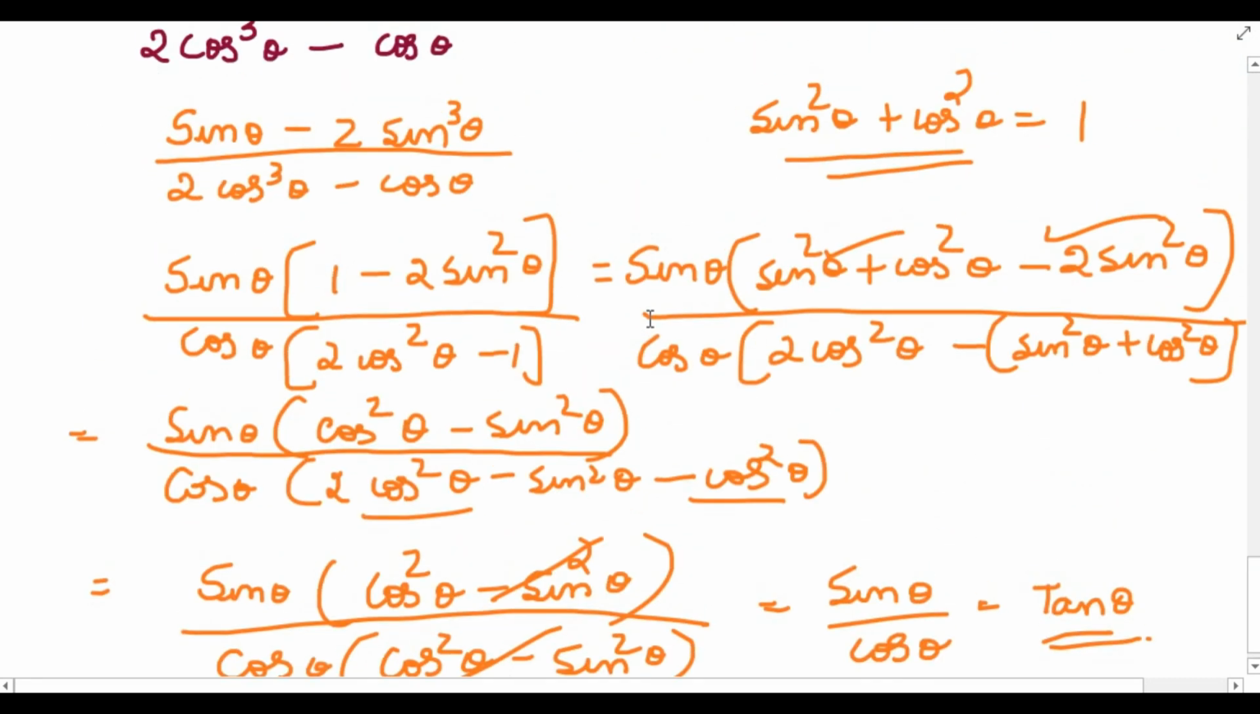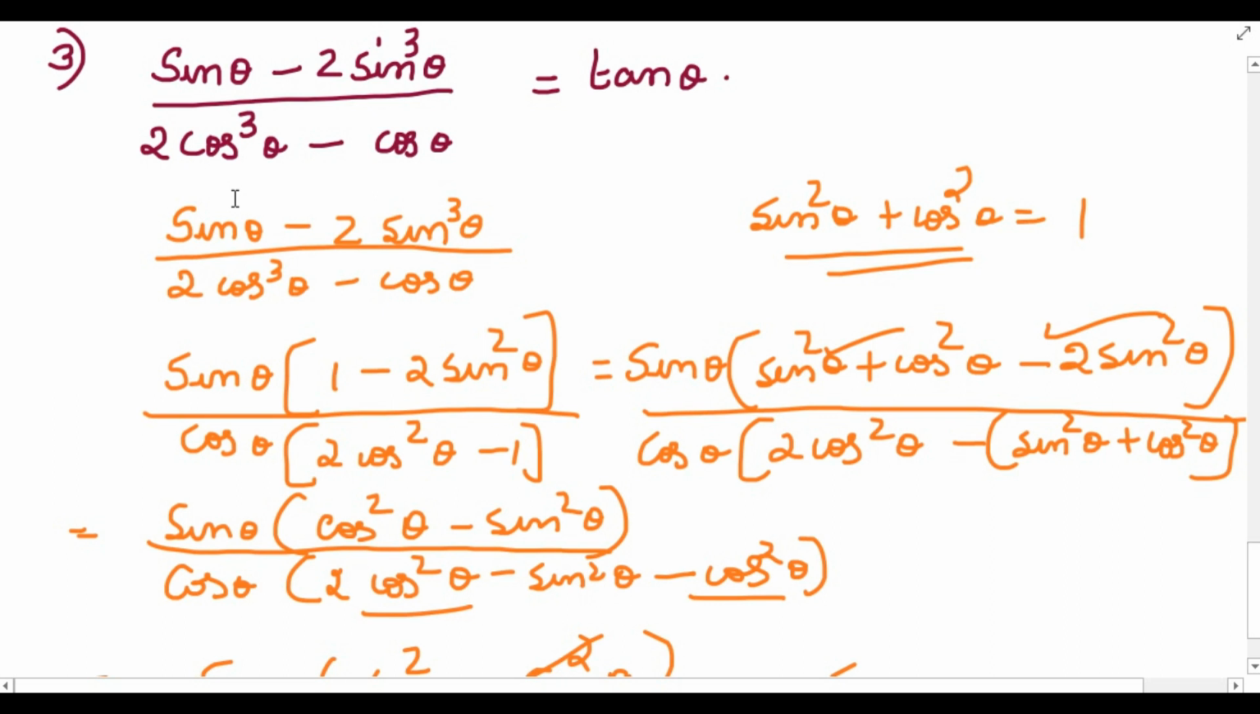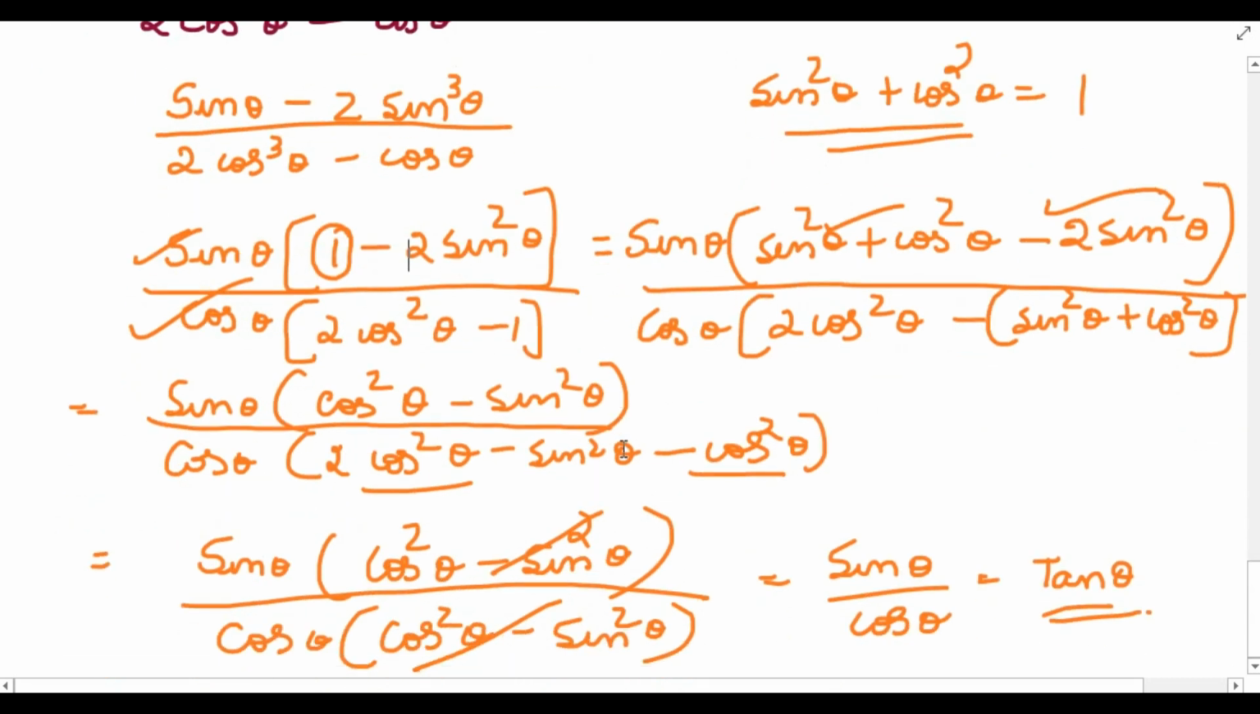So for this problem, from the numerator you have taken sin outside and from the denominator you have taken cos outside. Then we replaced this 1 with the identity sin square theta plus cos square theta equal to 1. We simplified and finally we got the right hand side, tan theta.